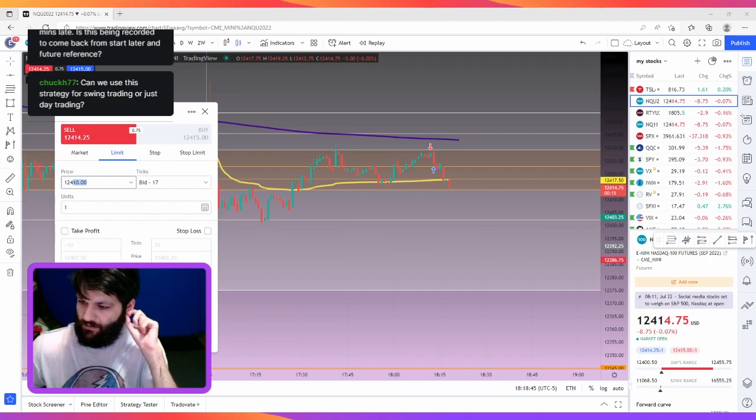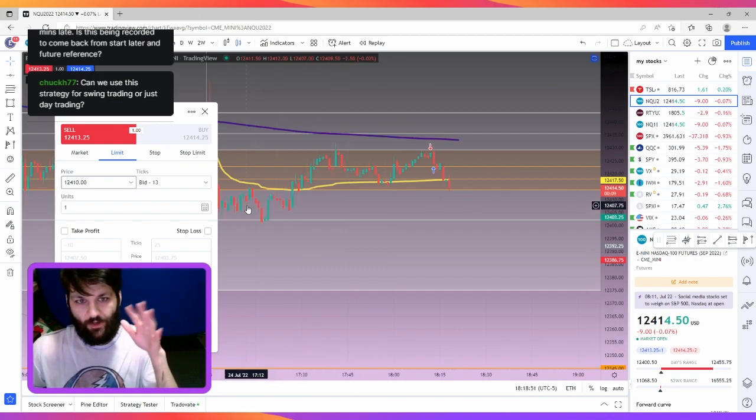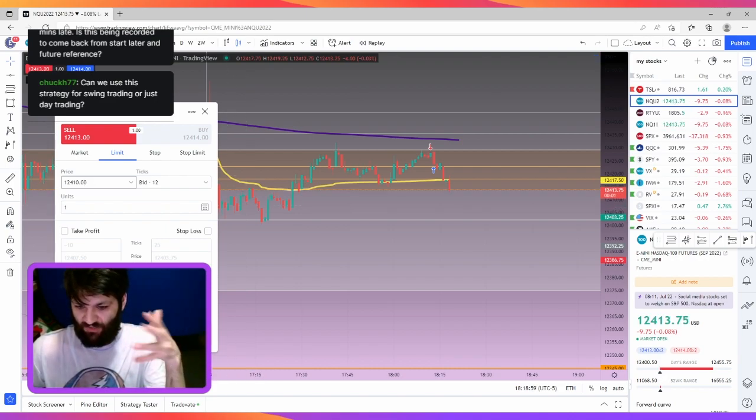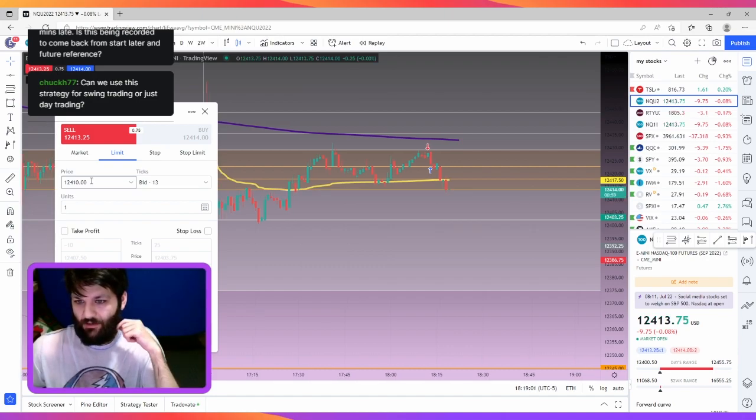Yes, Chuck, you can use this for day trading and swing trading. It all depends on what time frame you're on, right? So depending on what you're trying to do, the time frame helps or basically disrupts you. If you're trying to swing trade, you're probably gonna want like the 1 day, 65-minute day or week. If you're day trading, you're gonna want like the 5, 7, 13, 15 minute, something like that.